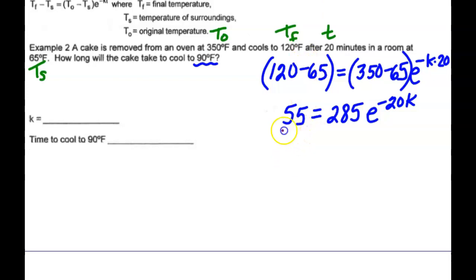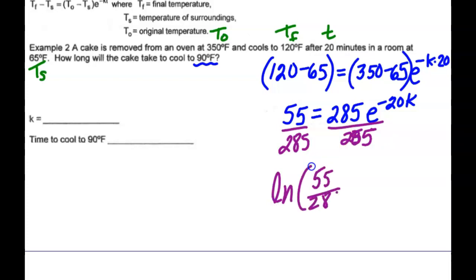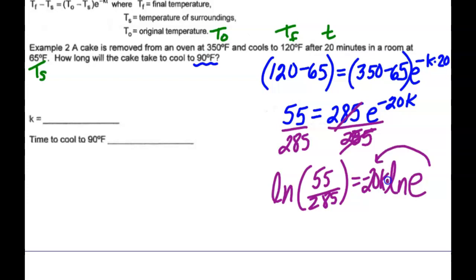Yep. So the first thing we're going to do is divide by 285. And then we're going to take the log of both sides. We divided that 285 off. And can I bring this out front at the same time, guys, the negative 20K? Or is that too confusing? Everybody good? And what is ln of e? So all I have left to do is divide by negative 20.